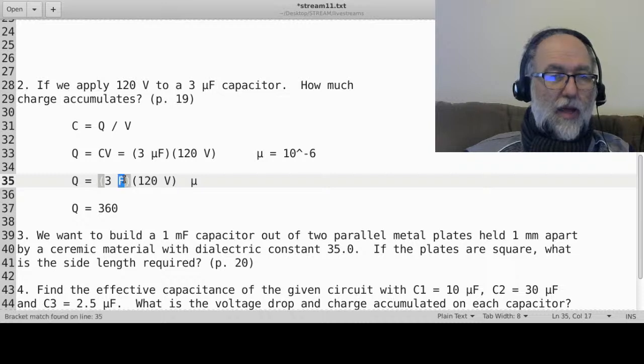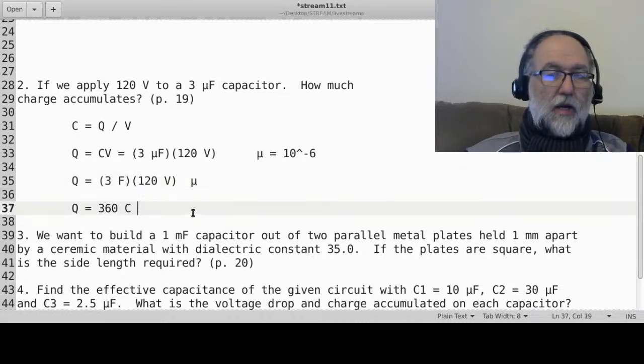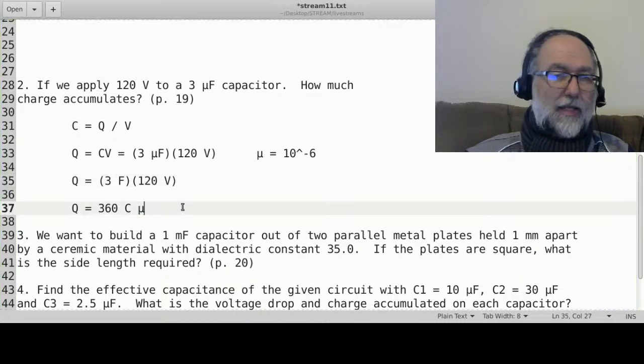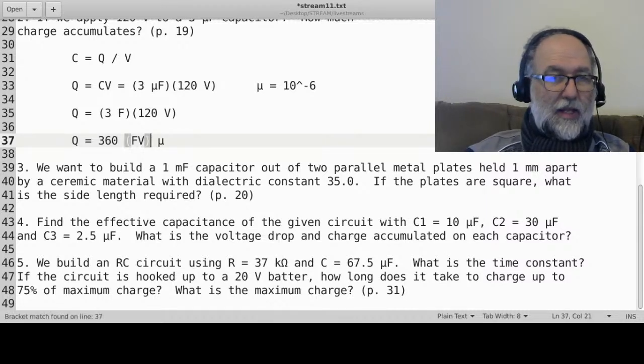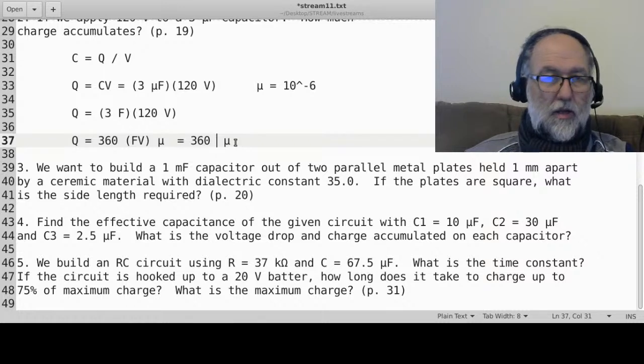Okay, and we have the farad times the volt, and that gives us a coulomb. Sorry. And there's that micro there, like that. Again, this kind of looks funny because we put the metric prefix in front, but I just wanted to show you, maybe I could do it this way, F times V, like that. Okay, and the F times V gives you the coulomb, and then there's the micro, and so this is going to turn out to be 360 microcoulombs.